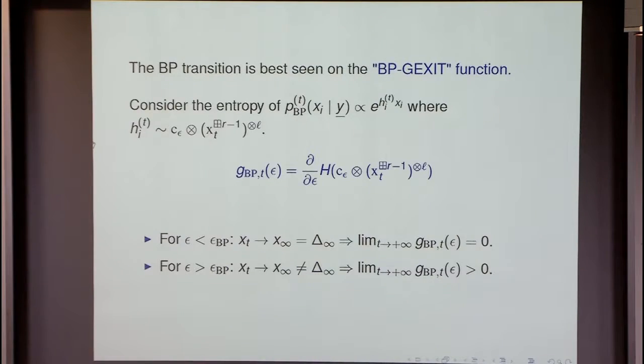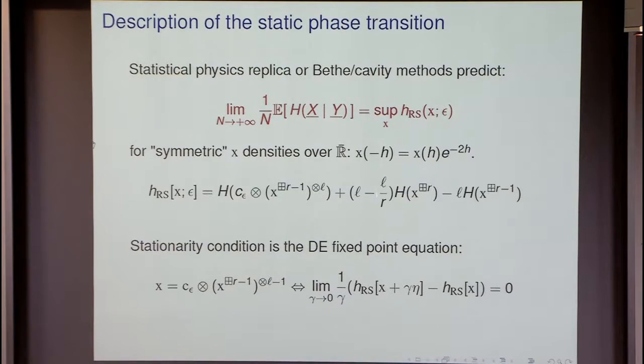So that's a nice object to describe the algorithmic threshold. Below the BP threshold, this curve vanishes identically, and above the BP threshold, typically it jumps and it doesn't vanish. Okay, now I need to describe this static phase transition, the thermodynamic phase transition.